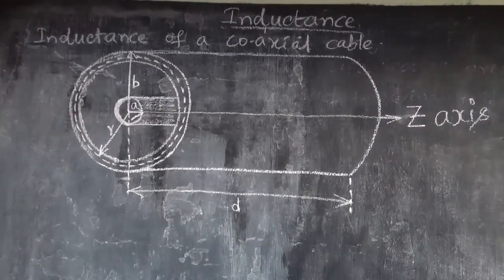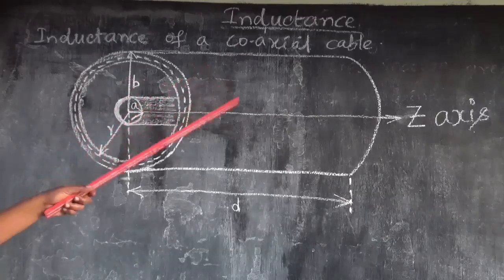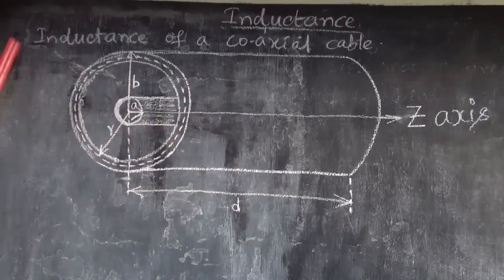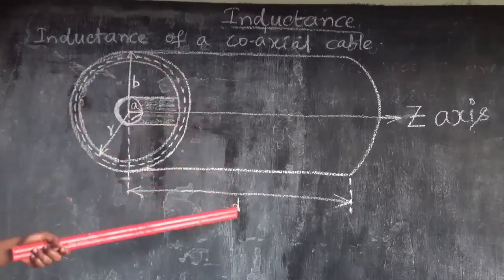So now we are going to calculate inductance of a coaxial cable. It's simply a cable, it won't have any turns. That is the main difference between the previous solenoid, toroid and this coaxial cable.